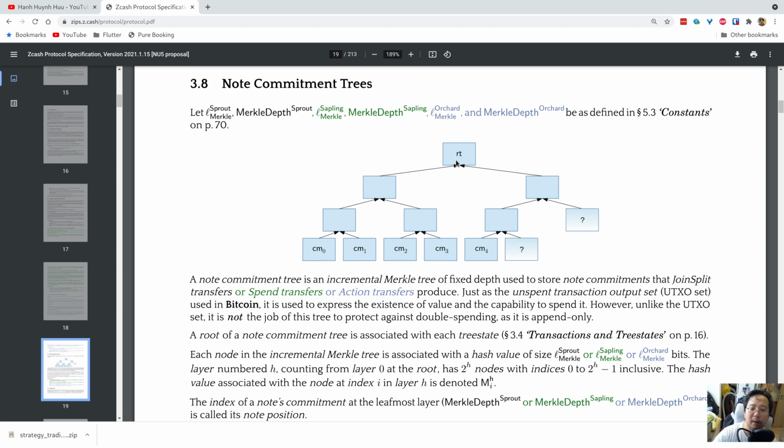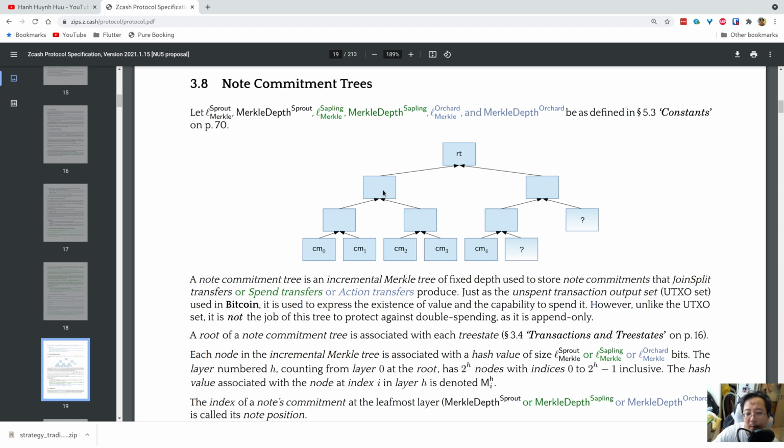And actually, the path that you're giving, to be exactly precise, is not exactly these values here. These are the values that you need to provide in order to calculate these values. So let's take a step back and see what I mean by that. If you have CM2, and you see that CM2 and CM3 are combined to get this one, then if I give CM3, a verifier can recompute the hash of CM2 and CM3 together, so he can recompute this value, right?